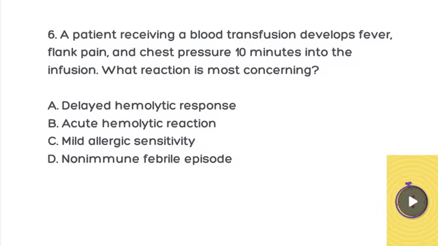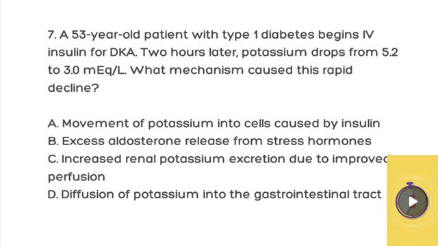Let's go to question number 7. A 53-year-old patient with type 1 diabetes begins IV infusion for DKA. 2 hours later, potassium drops from 5.2 to 3. What mechanism caused this rapid decline?